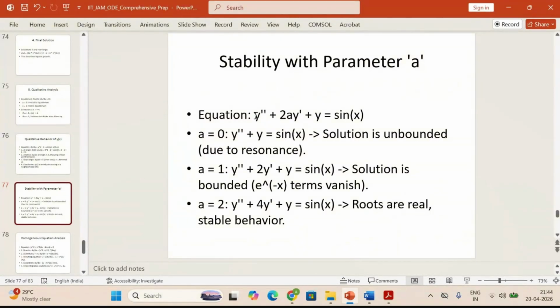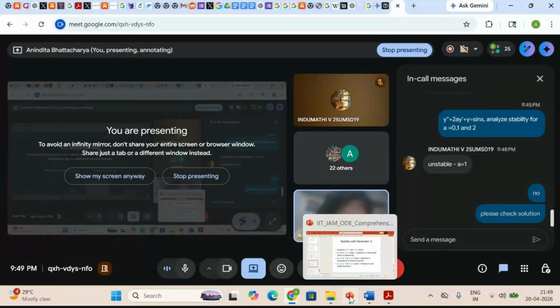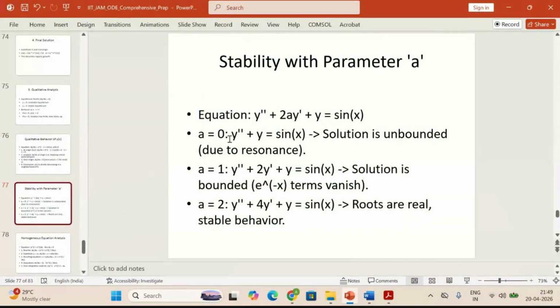The next equation: analyze the stability of this differential equation. y'' + 2a y' + y = sin x at values of a equal to 0, 1 and 2. I will write this out for you. So at a equals 0, it will be y'' + y = sin x. The solution is unbounded due to resonance, because the homogeneous and particular solutions will be similar. At a equals 1, it is bounded. The e to the power minus x terms will vanish. And at a equals 2, the roots are real and it will have stable behavior.